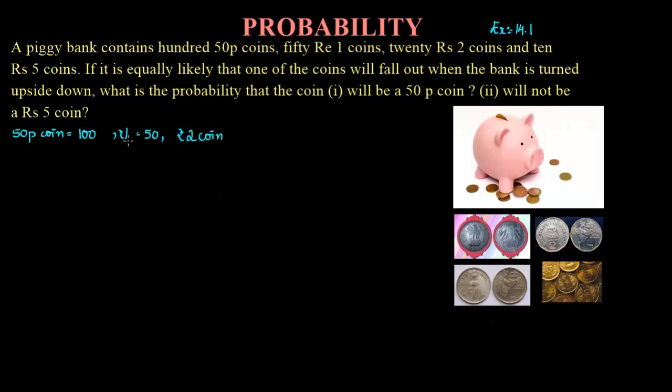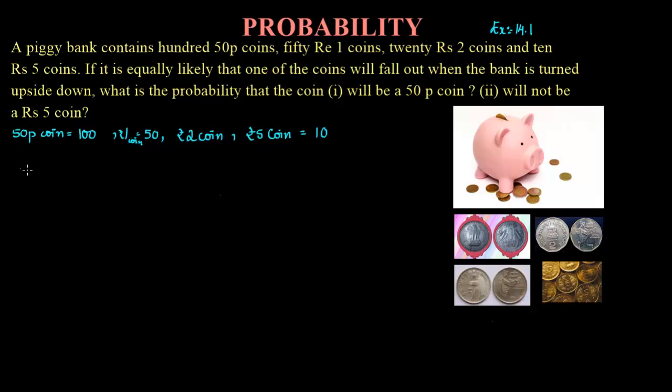Then we have here 10 5 rupee coin. So 5 rupee coin, how many are there? 10 coins, right? 10. If it is equally likely that one of the coins will fall out when the bank is turned upside down, what is the probability that the coin will be 50 paise coin, and what is the probability that the coin will not be 5 rupee coin?